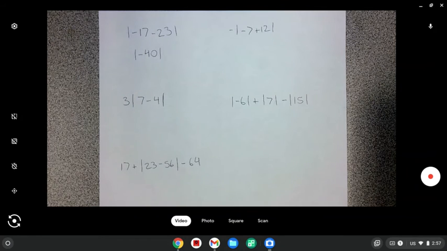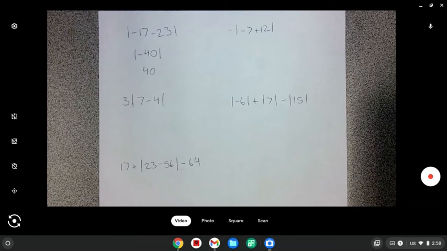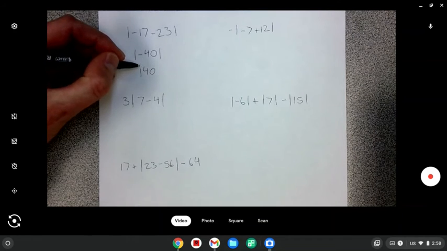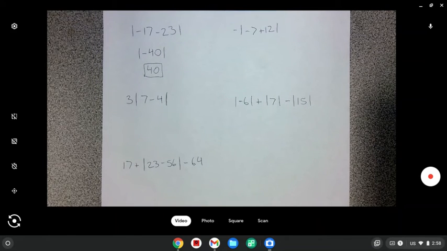Negative 40 is 40 away from zero. Distance is always positive. There's no negatives on a ruler. And so the absolute value will always be positive because the absolute value is a distance. How far from zero is it?